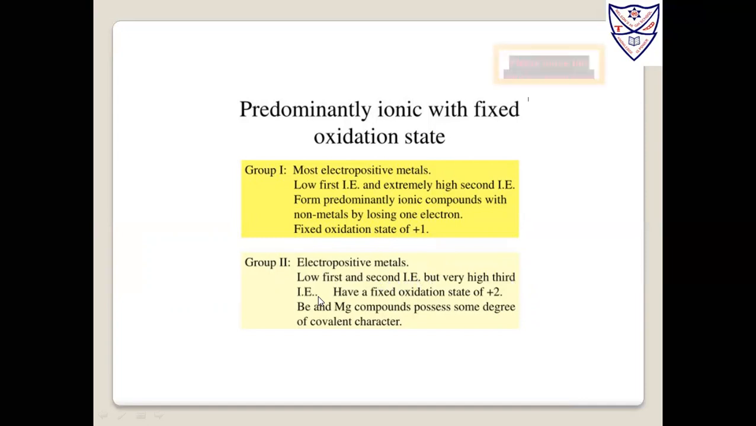Now what is ionization energy? It depends on the atomic radius. As the atomic radius increases, ionization energy decreases. It's vice versa. Okay, we'll show in the next slide. So here, having a fixed oxidation state, that is +2, beryllium and magnesium compounds possess some degree of covalent character. Covalent character means what? Sharing of the electrons.